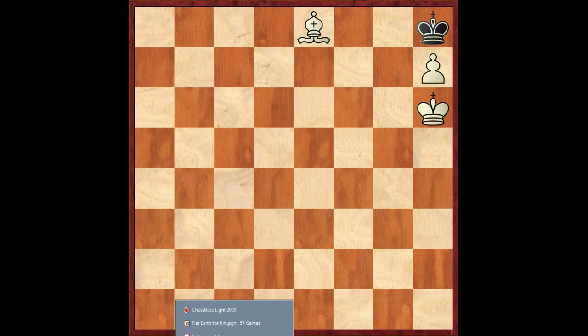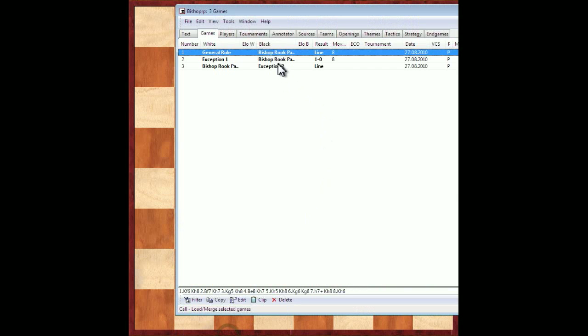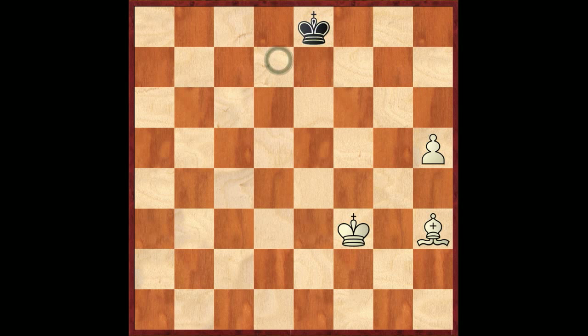Right. And that's another rule. Usually you win if it's on the same color. But this second one is the exception. This is interesting.